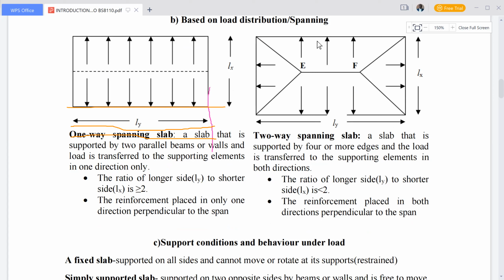Now here, we have two spans because it is spanning in both directions. What we mean is we shall have this kind of reinforcement, running from here to there. This reinforcement is perpendicular to Ly, and then we also have another reinforcement running perpendicular to Lx. So we shall have this kind of reinforcement. So we have reinforcing bars in both this direction and the other direction.